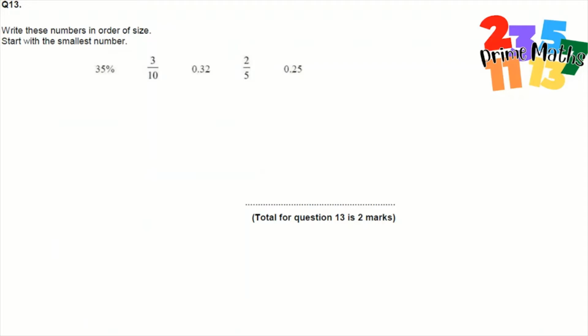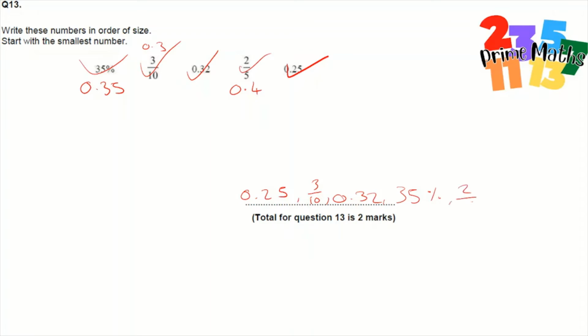These numbers in order of size. As decimals, they are 0.35, 0.3, 0.4. In order of size, the smallest is 0.25, followed by 0.3, or 3/10, followed by 0.32, 35%, and 2/5.